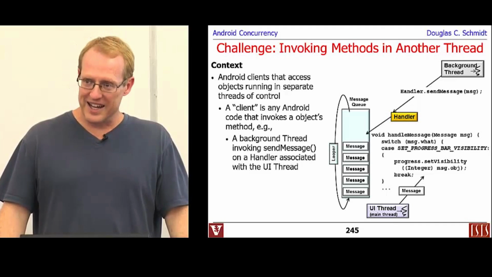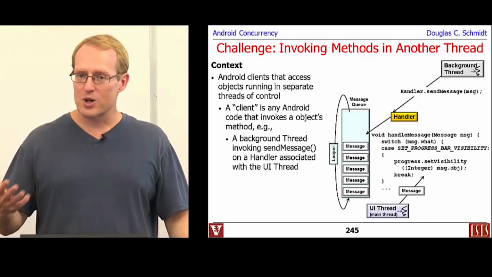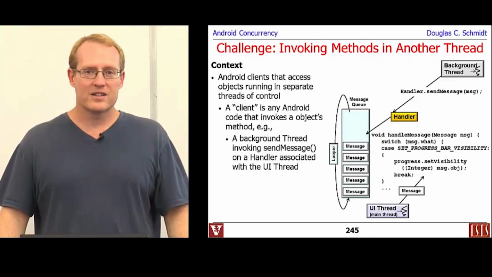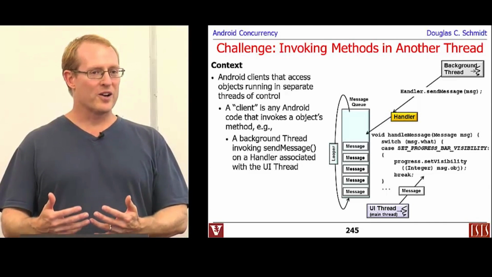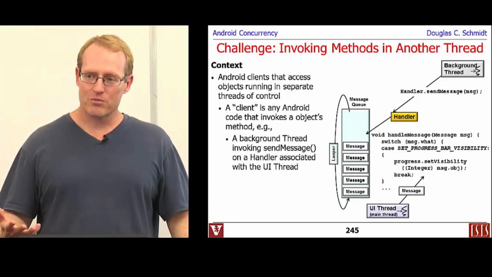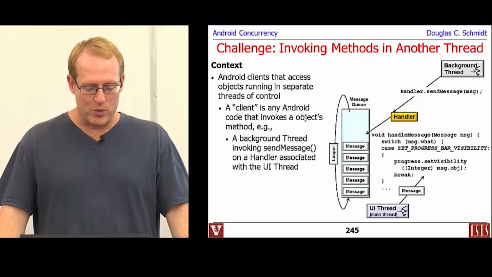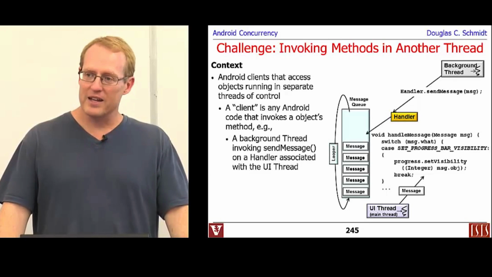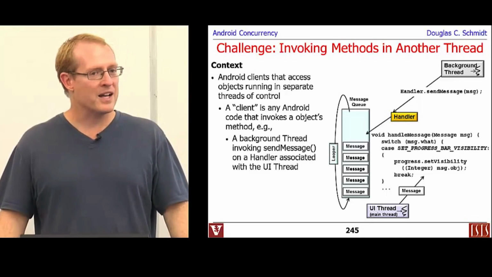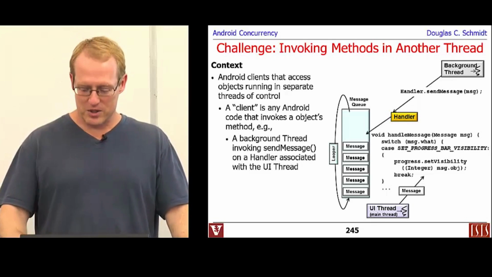In this particular context, a client is any Android code, an activity, a service, or whatever, that wants to execute a method. Sometimes we think of clients as being the hardware that is used to connect to servers, and that's one way to look at it, but a more general way is that a client is just whoever's invoking an operation at any given point in time. So for example, we might have a situation where some background thread wants to invoke an operation like, say, send message and pass a message to a handler that's actually connected to another thread of control. So that would be the context for this particular discussion.